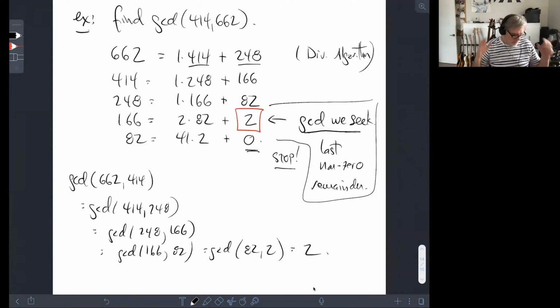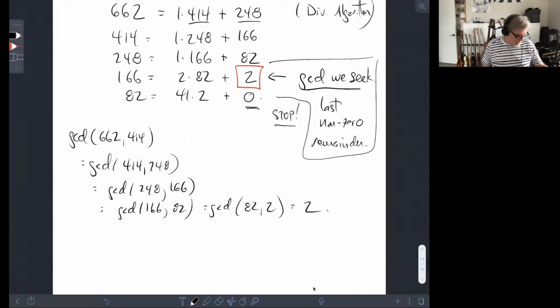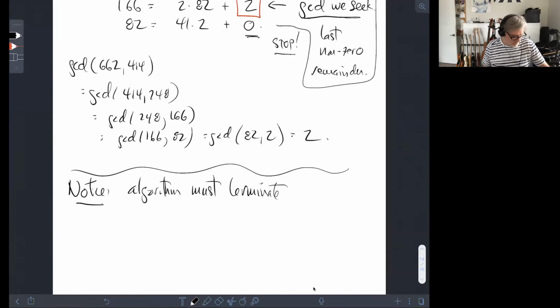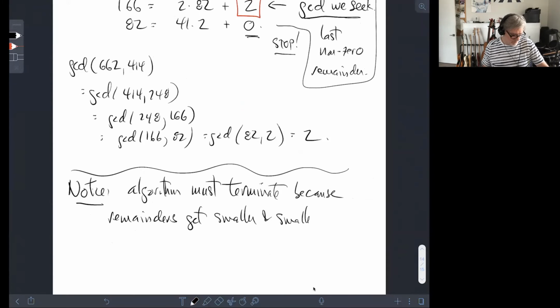Next time I will make this a little clearer, but let me add it here. So notice, the algorithm must terminate because the remainders get smaller and smaller, strictly smaller. Hence, it must reach 0.